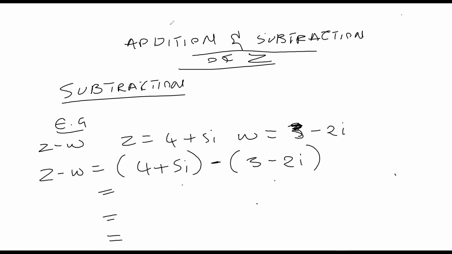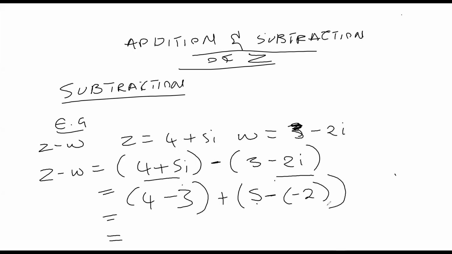So what we're doing on the inside here, right? We have this whole thing. In this case, what we're doing here is we're subtracting. So when we subtract, we're going to subtract the real parts, and we're also going to subtract the imaginary parts. So we're going to have 4 minus 3. We're subtracting here, okay, 4 minus 3. And then we're going to say plus here, all right? Then we're going to have 5 minus negative 2.